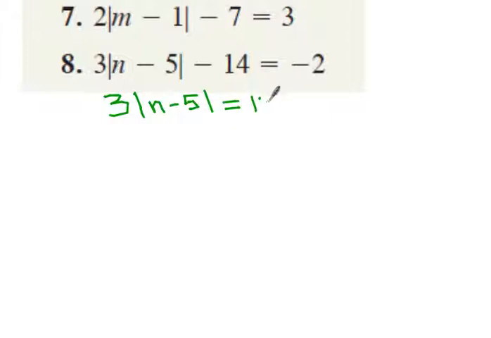So our 3 times the absolute value of n minus 5 will equal 9. Divide by 3 so that this is completely isolated. And we'll end up with the absolute value of n minus 5 is going to be equal to 4. Now you can split it into the two equations.